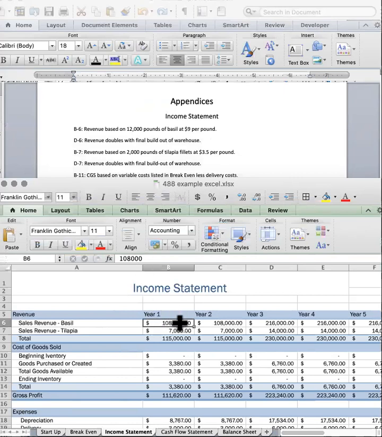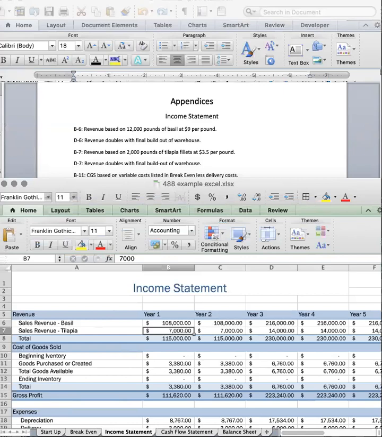And in B7, he has a revenue based on 2,000 pounds of tilapia fillets at $3.50 per pound. Now he's done a lot of background research on how many pounds he can expect to produce in the facilities and square footage he has. This isn't just a random number. He's recorded and explained in detail all of this in the business plan.